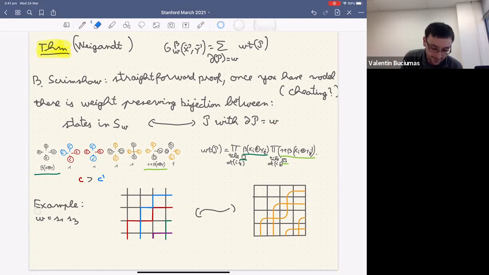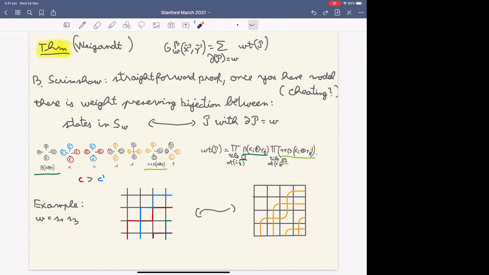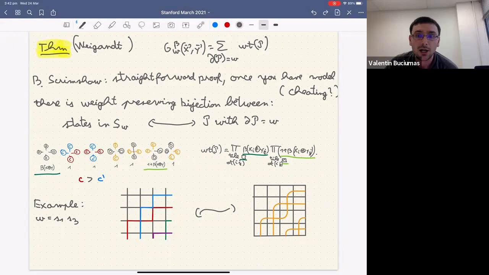So here is an example of how this bijection works. So let's work with w is s1 s3. So remember, this was one of the bumpless pipe dreams that we had. So, sorry, why is this cheating, Valentin? You said it's cheating. Why is it cheating?